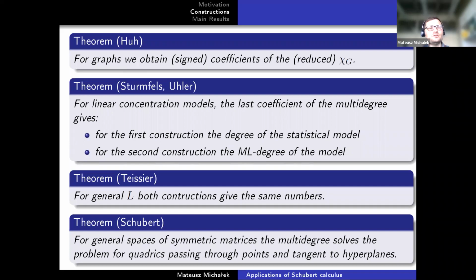And if you go to the work of Huh, you can also rephrase it by saying that for diagonal matrices, both constructions give the same numbers. So when L is general or diagonal, you don't have to make a distinction. It doesn't matter if you restrict the determinant or not. And if you go to the classical work of Schubert, this is how it actually all started. He was the first one to realize that the multi-degree solves the problem of counting quadrics that pass through points and are tangent to hyperplanes. Any questions about this?